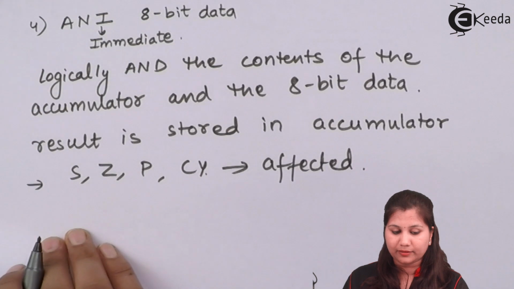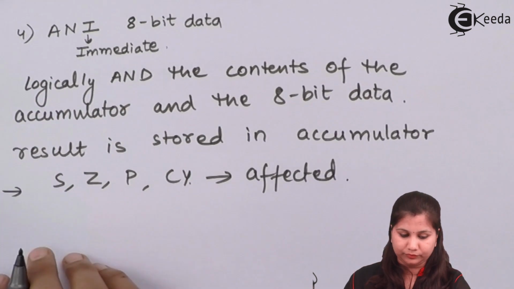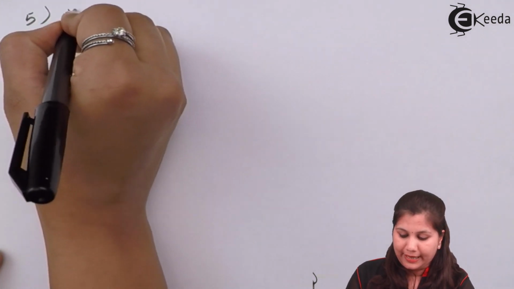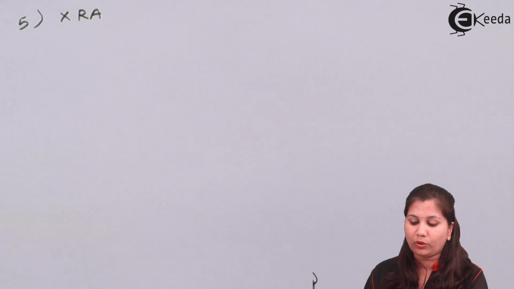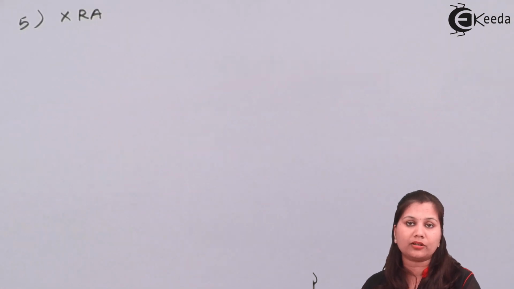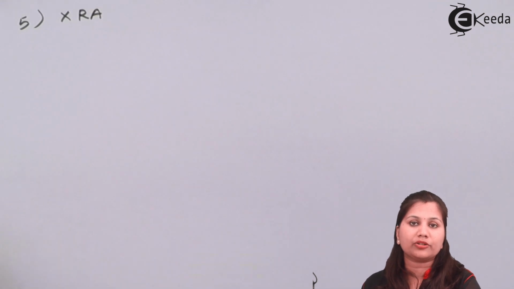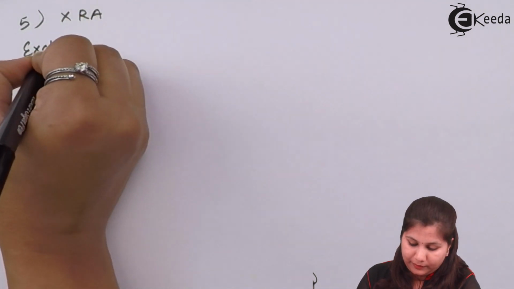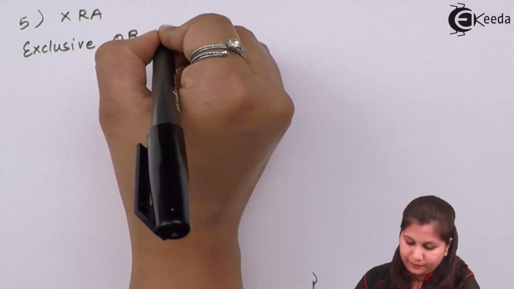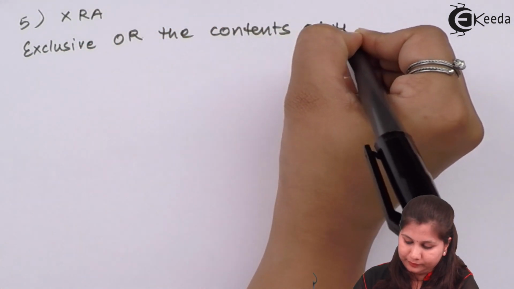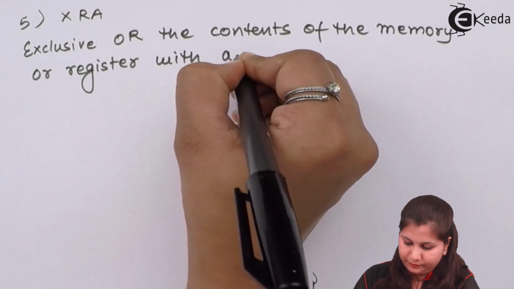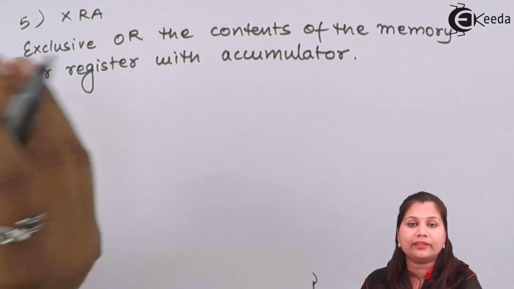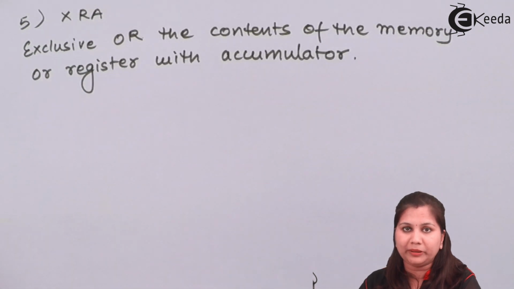Next instruction is XRA. This instruction is going to exclusively OR the contents of the register or memory with the contents of the accumulator, and the result of this operation will be stored in the accumulator itself.